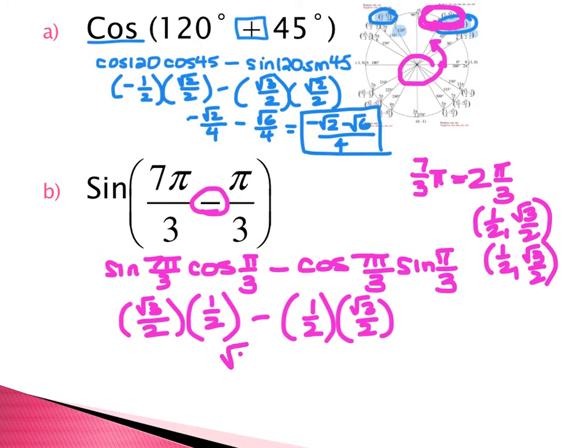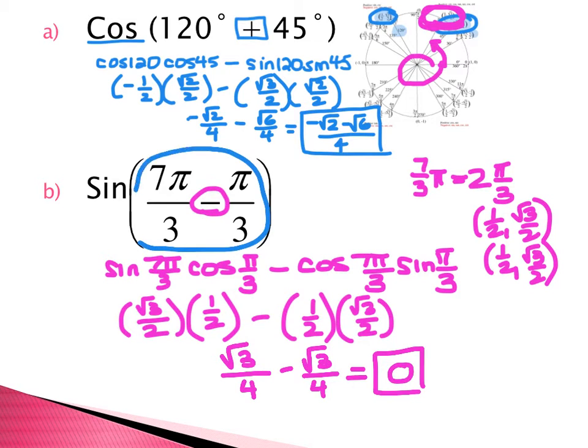Now, what do you think should happen? I'd get root 3 over 4 minus root 3 over 4. Because this is the same angle, even though it's coterminal, it should make sense that that would be 0.